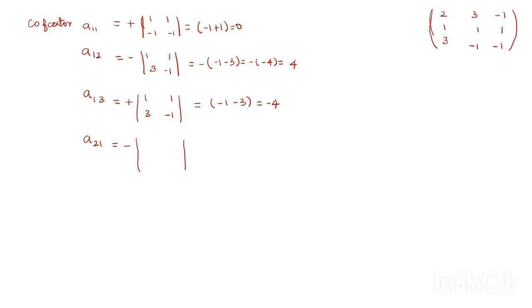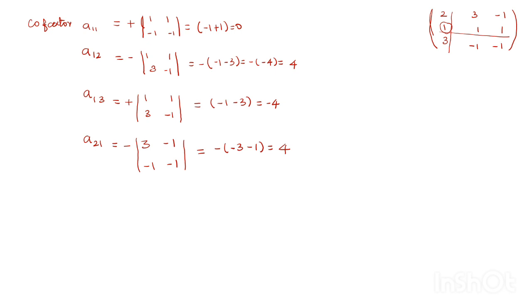So now we remove the second row and the first column. Sorry, we find the minor matrix of A21, so the second row and the first column. Therefore we can get 3, negative 1, negative 1 and negative 1. So we can get the negative of negative 3 and negative 1. Negative into negative is positive, as per the rule. So therefore negative 1, the answer is positive 4.